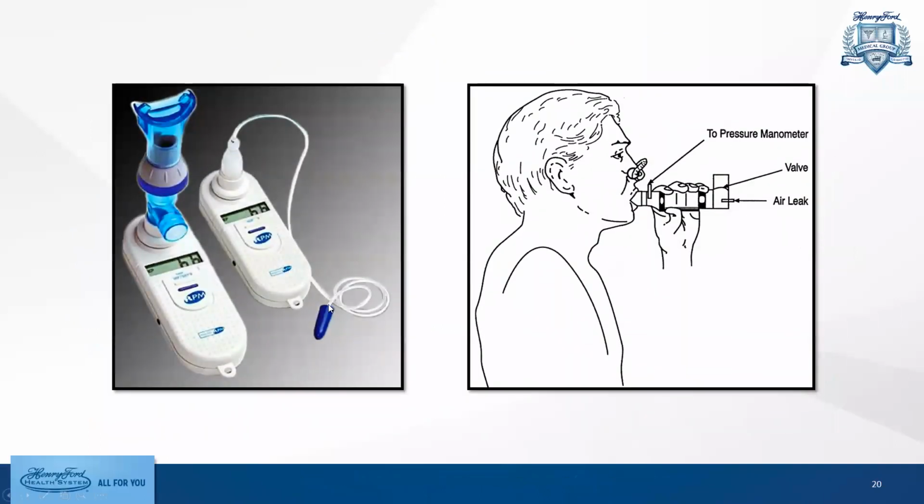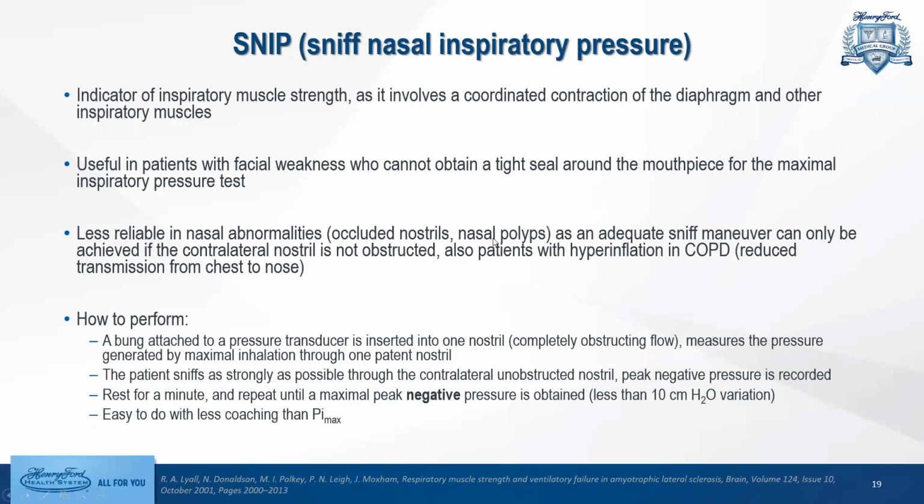See, this is the device that you use for SNIP. It has a small plug that goes into the nose. So if you have some sort of occlusion or something that's not right in the nose, it cannot be as reliable. In patients with hyperinflation and COPD, you're not going to be able to have a good transmission from the chest to the nose due to the abnormalities.